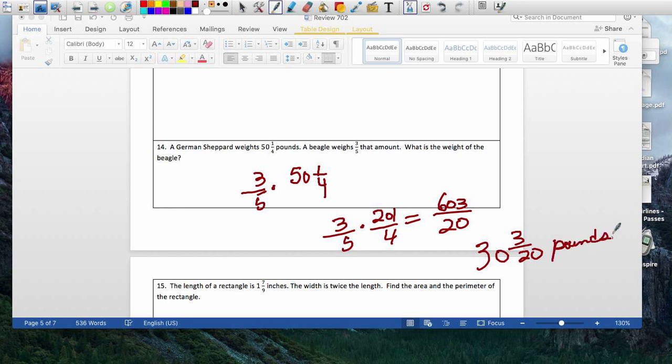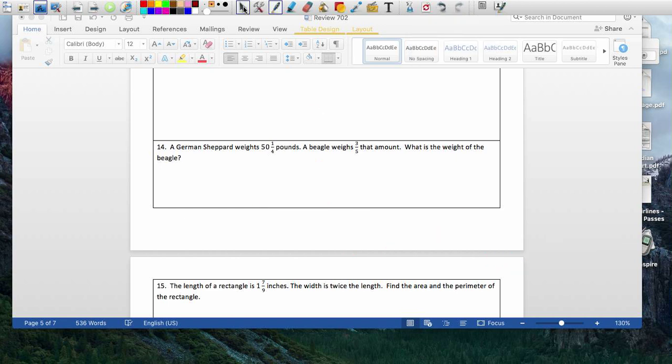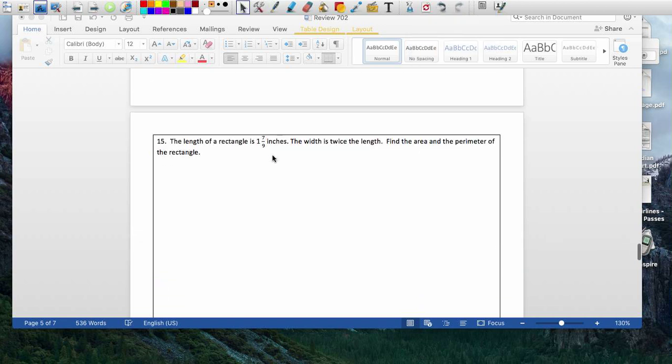Actually, it's a heavy Beagle, right? Kind of a chubby Beagle. No, it's much lighter than that. So maybe 2/5 would have been better instead of 3/5. Okay, 2 more questions.